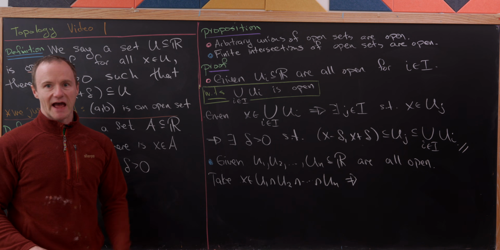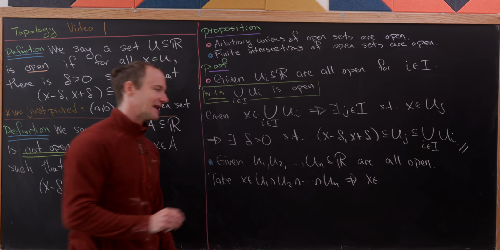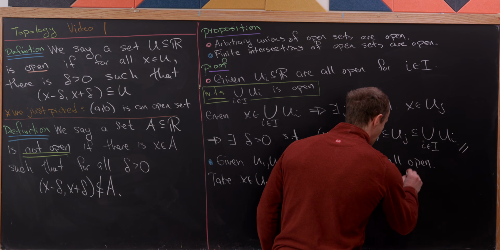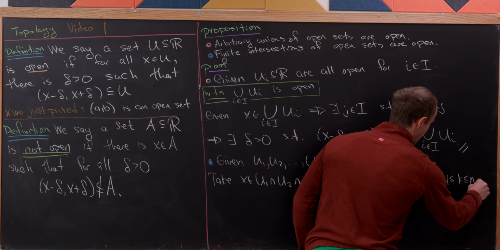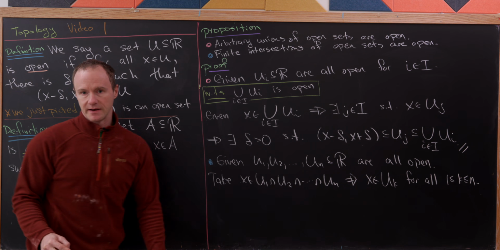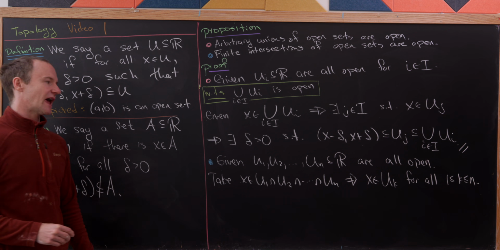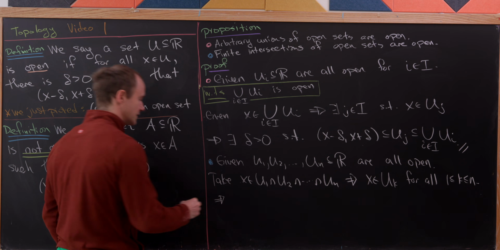But what does it mean for x to be in that intersection? Well, intersection is like an "and" statement. So that means that x is in U sub k for all k between 1 and n. But now what we'll do is we'll use the fact that the U sub k are all open, and we'll get a delta for each of those.